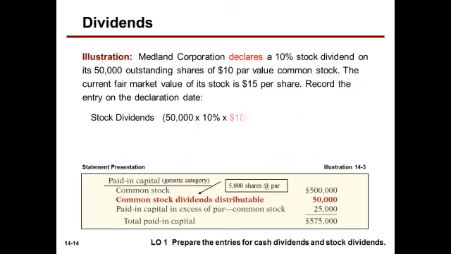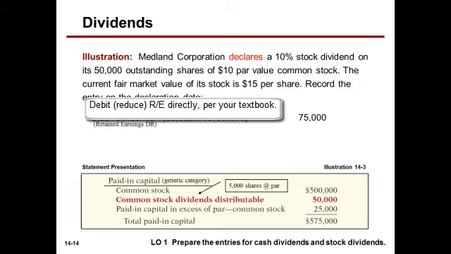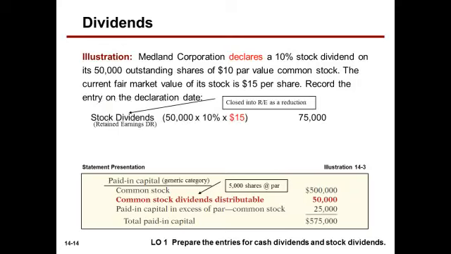Let's debit stock dividends for $75,000. We could also debit retained earnings directly. Again, that's my preference. Why do I prefer a direct debit to retained earnings? It shows that retained earnings are reduced in any dividend declaration, be it cash or stock dividends. Retained earnings is the account that's eventually reduced. What's our credit? Common stock dividends distributable.